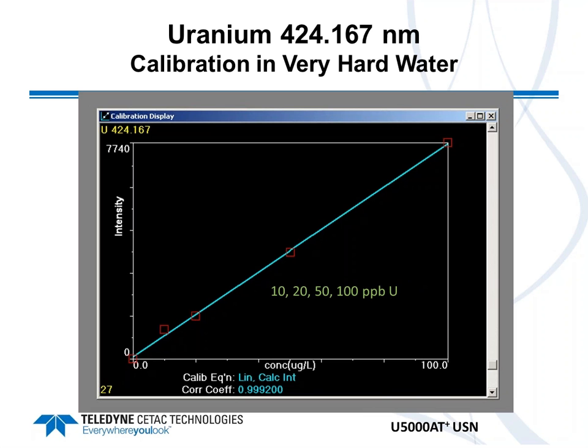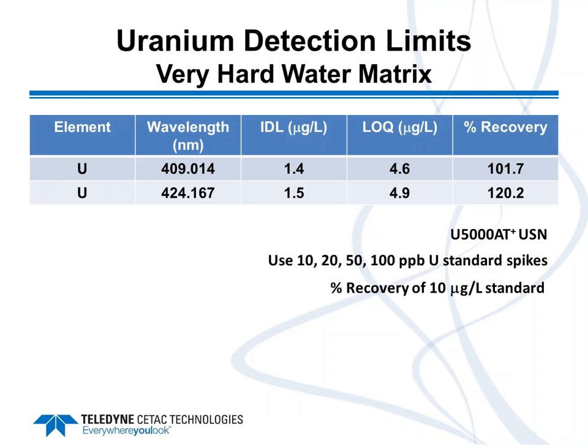So then we ran the very hard water matrix back again as a sample. And the IDLs and LOQs again are similar to that from the previous calibration using standards from 20 up to 200 parts per billion. We're getting LOQs of around 4 to 5 parts per billion. Recoveries: we were right on for the 409 nanometer line, a little bit high for the 424 line at 120, but still not too bad.